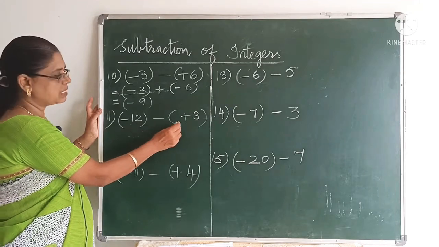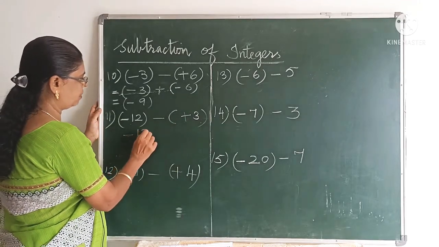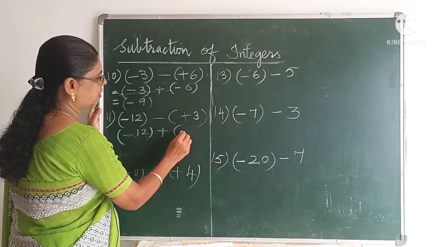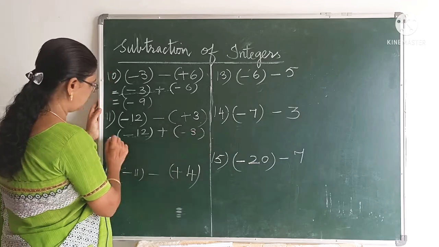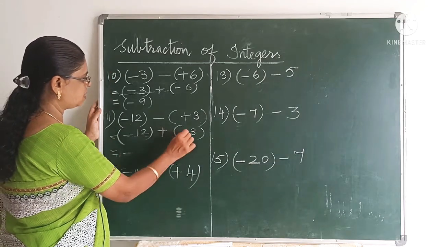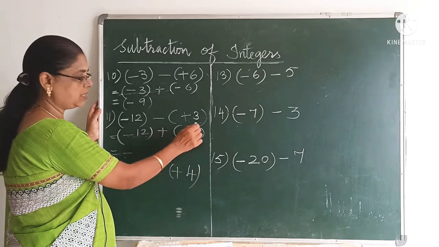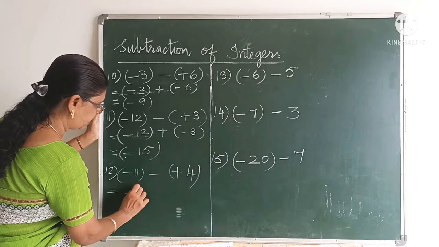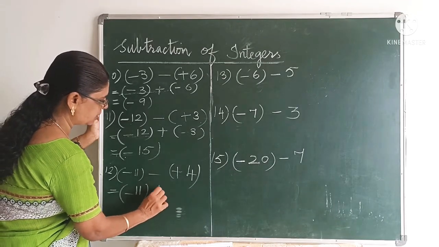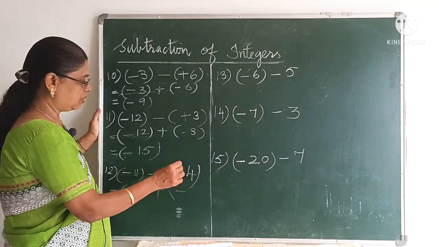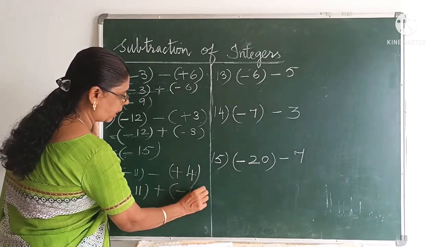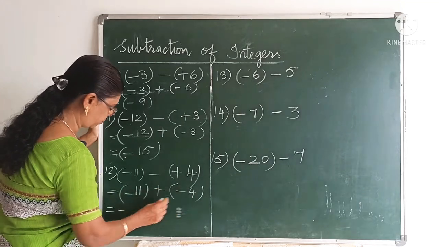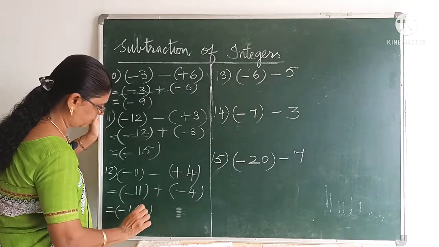Minus 12 minus plus 3. Copy down the first number, change minus sign into plus sign and the opposite of plus 3 is minus 3. Add these two. Minus, answer also minus. 12 plus 3 is equal to 15. Answer is minus 15. Here minus 11. Change minus sign into plus sign. Opposite of plus 4 is minus 4. So minus 11 plus 4 is equal to 15.